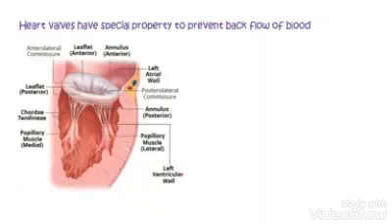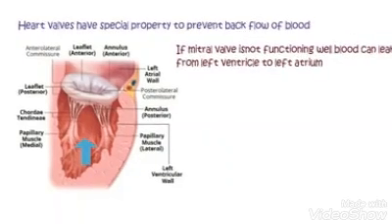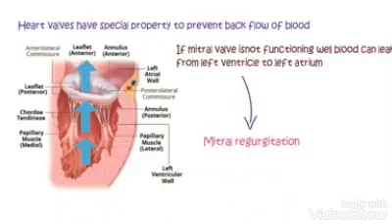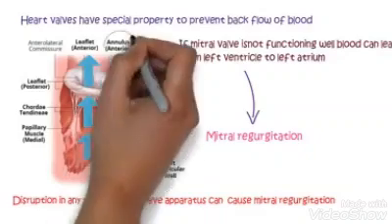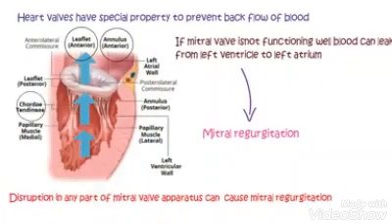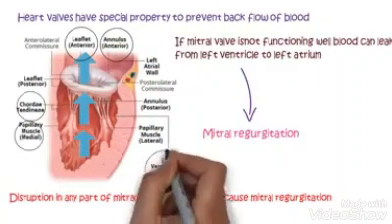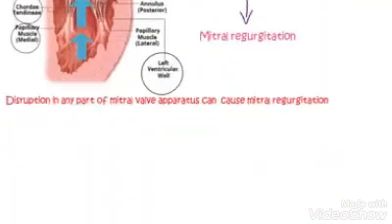Heart valves have a special property to prevent the backflow of blood. If mitral valve is not functioning well, blood can leak from left ventricle to the left atrium, which is called mitral regurgitation. Disruption in any part of the mitral valve apparatus can cause mitral regurgitation. It means any pathology of mitral annulus or anterior and posterior mitral leaflets or chordae tendineae or papillary muscles or sometimes abnormalities of myocardium can cause mitral regurgitation.